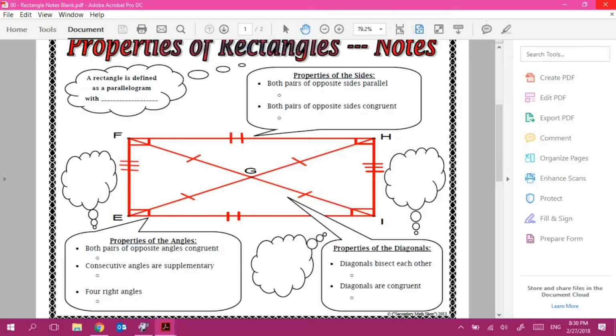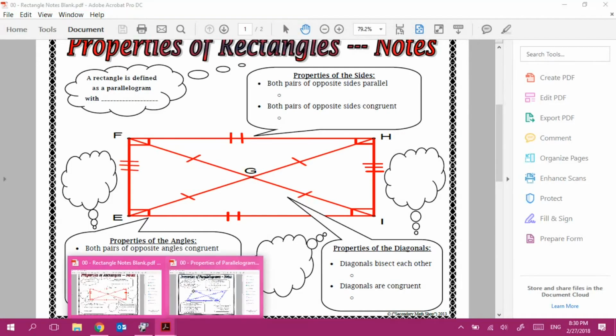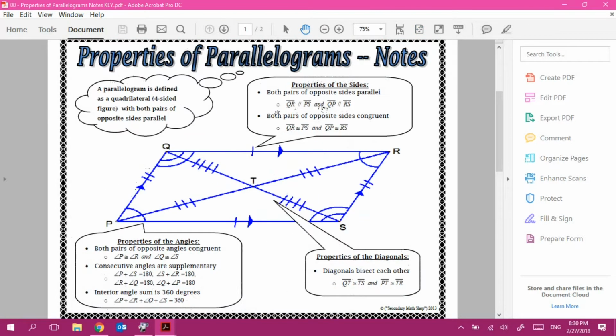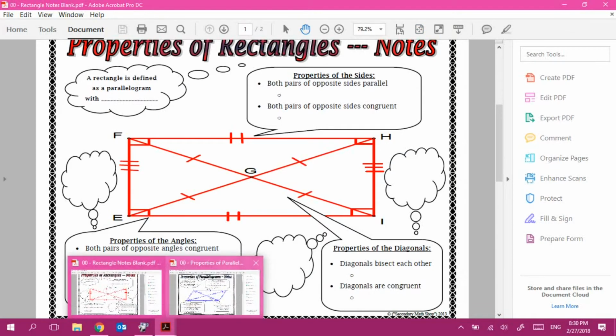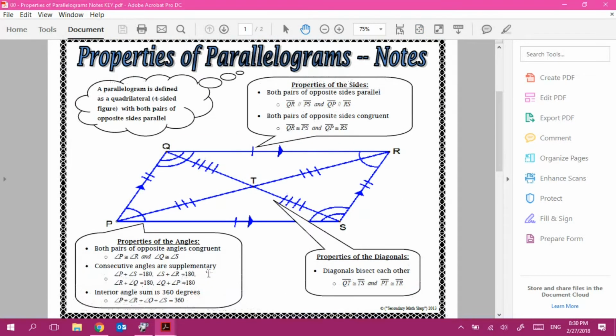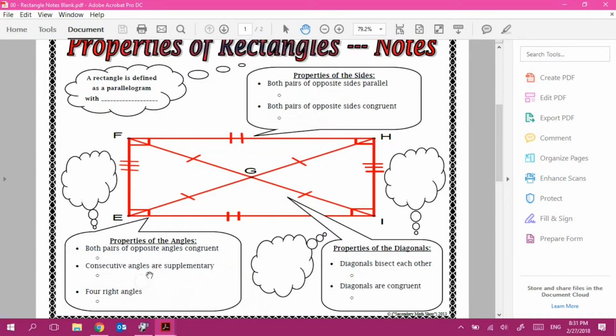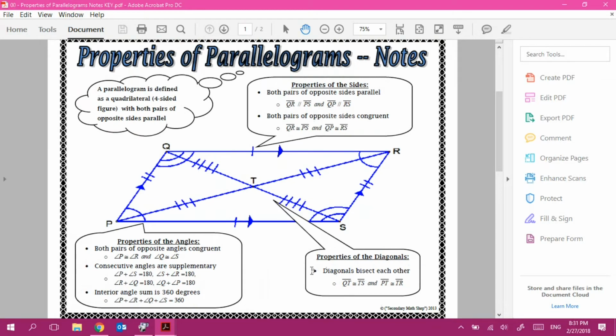Here, I'll show you. Check this out. On the properties of parallelograms, we're going to fill in the exact same kind of thing, except the letters are different. On the properties of parallelograms, we have Q, R, S, and P. On the rectangles, we have F, H, I, and E. But look, it's the exact same thing. Properties of parallelograms says properties of sides: both pairs of opposite sides are parallel, both pairs of opposite sides are congruent. Now look at the rectangles. Both pairs of opposite sides are parallel. Both pairs of opposite sides are congruent. It's pretty much the same thing.